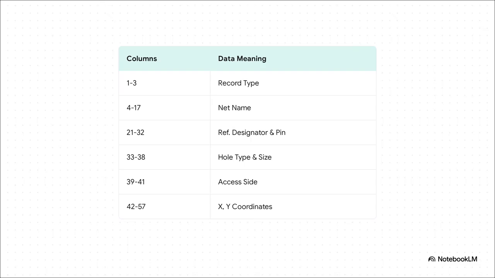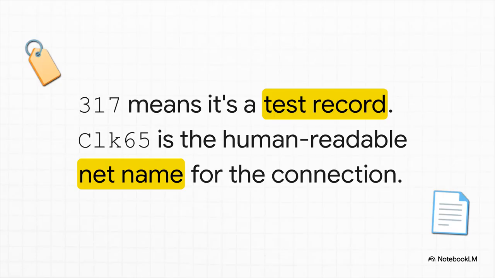The secret, and this is key, is that this is a super old-school 80-column fixed format. Think punch cards. It means the column number where a piece of data sits is everything. Each bit of information has its own specific address on the line. And this table right here, this is our decoder ring. All right, let's start decoding. See that first part, 317 and CLK65? That's the what and the who. 317 is a code that tells the machine, hey, this is a test record. And CLK65, that's the human-friendly name for this specific electrical pathway, the clock 65 signal.